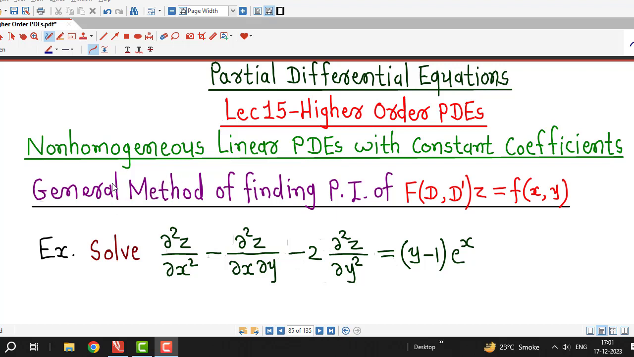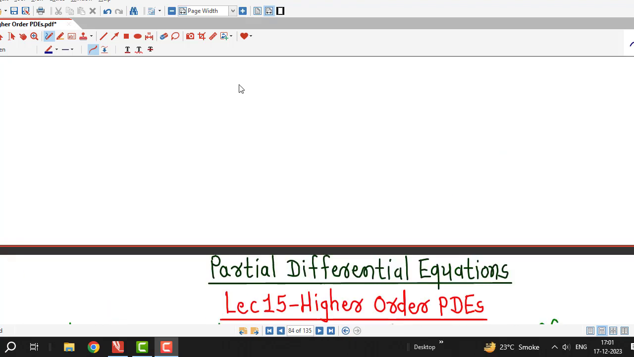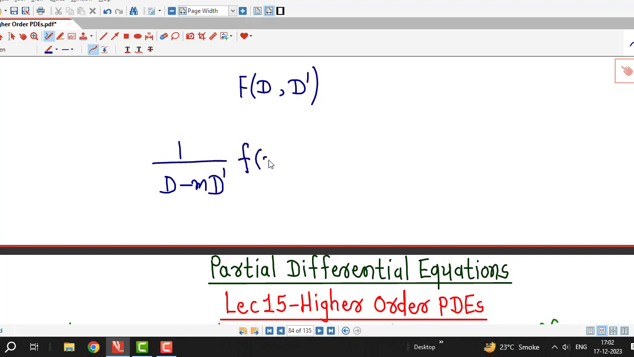In the previous lecture, we discussed the general method of finding the particular integral of a non-homogeneous PDE with constant coefficients, and we saw that in that method we have one restriction: this function of D and D dash must be homogeneous. We developed a formula for this method. We recall that if we want to operate this type of linear factor on the function f(x,y) on the right hand side, then we replace y by c minus mx and integrate with respect to x.